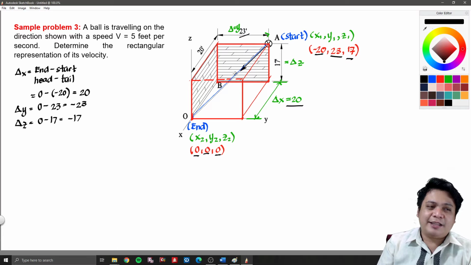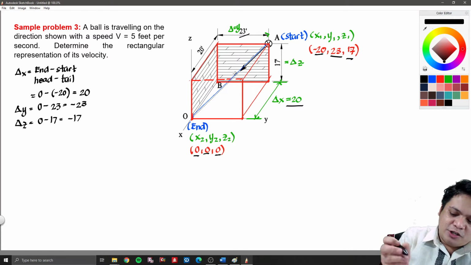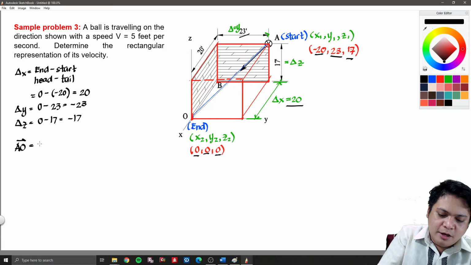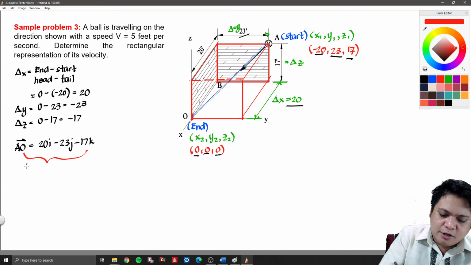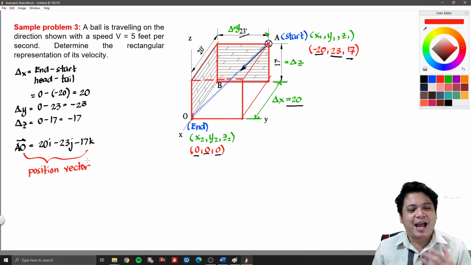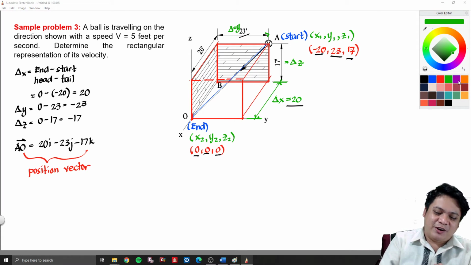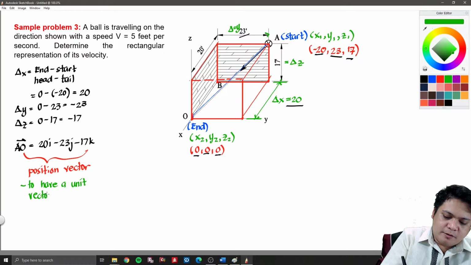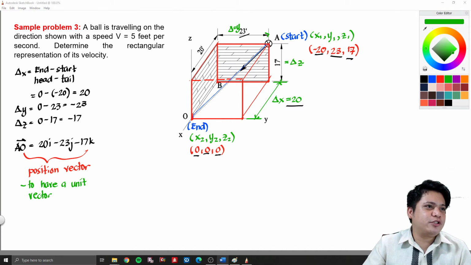Okay, now, eto na yung ating position vector. Okay. So ang tawag natin doon sa position vector na we will call that as A to O. So position vector A, O. Okay? So you have here 20I minus 23J minus 17K. Again, ang tawag po natin dito is called the position vector. Okay? So, ginagamit natin si position vector para ma-represent natin siya. Or, para makagawa tayo ng unit vector. Okay? So, to have a unit vector. Okay? Yan. Since meron na tayong position vector, okay?